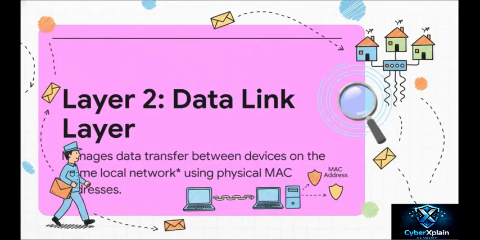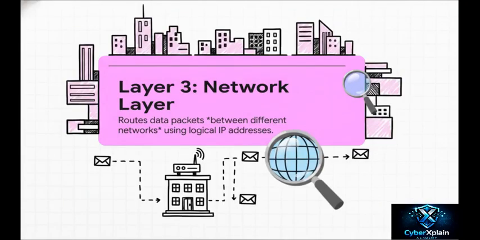Okay, moving up to Layer 2. Think of this layer like your neighborhood mail carrier. It's responsible for getting data from one device to another, but, and this is key, only on the same local network. It uses a unique physical address called a MAC address that's burned right into your device's network card. This makes sure that data gets to the right house on your street. A Layer 2 problem could be something as simple as your laptop not connecting to your home Wi-Fi because you typed the password wrong.